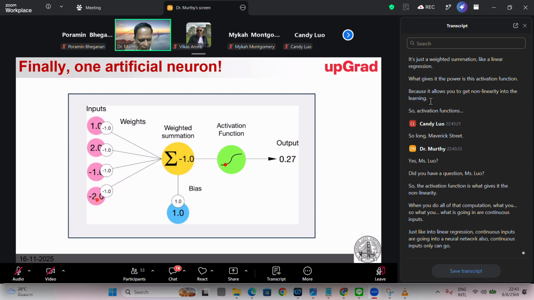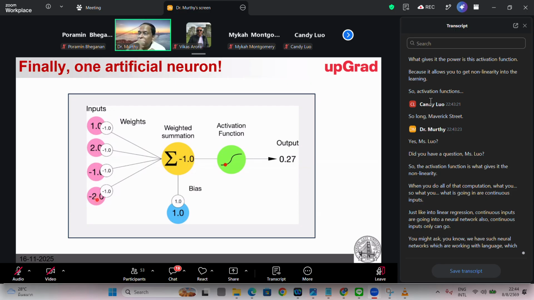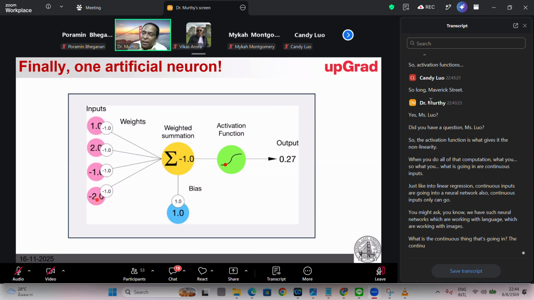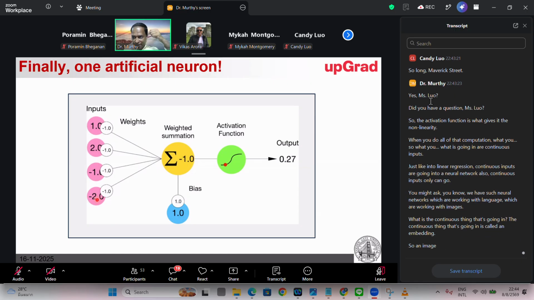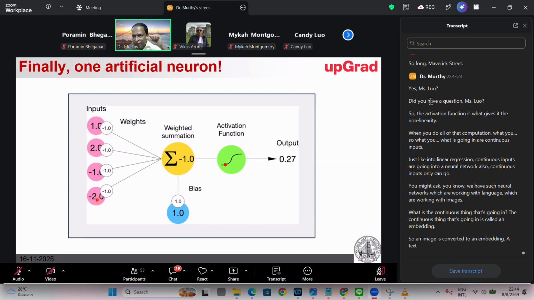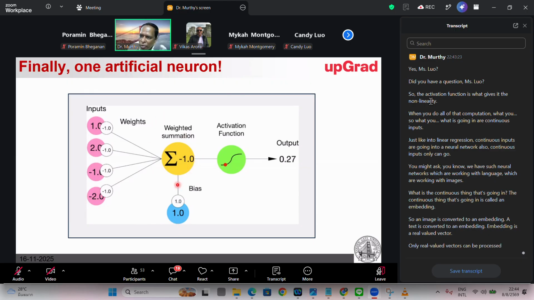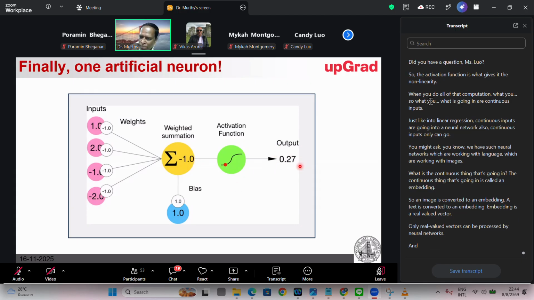You might ask, we have such neural networks which are working with language, which are working with images. What is the continuous thing that's going in? The continuous thing that's going in is called an embedding. So an image is converted to an embedding. A text is converted to an embedding. Embedding is a real valued vector. Only real valued vectors can be processed by neural networks. And what a neuron produces is also a real value.